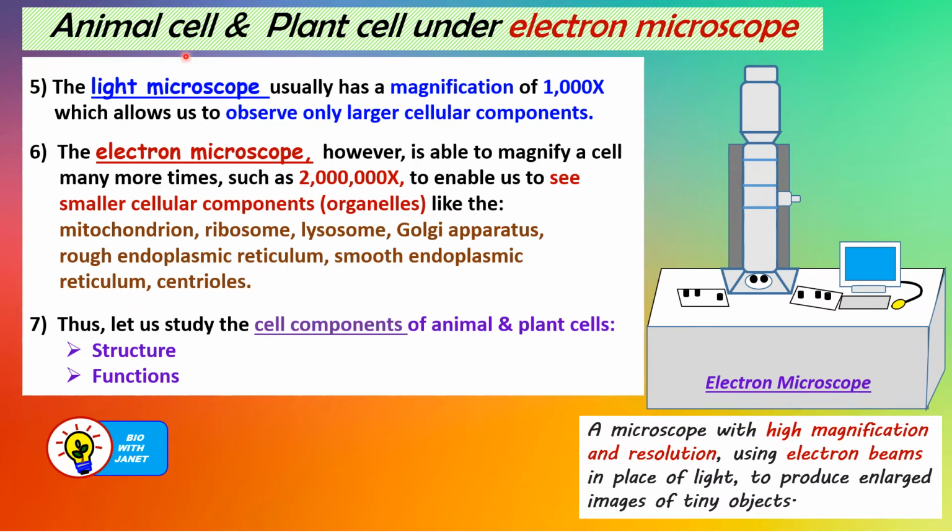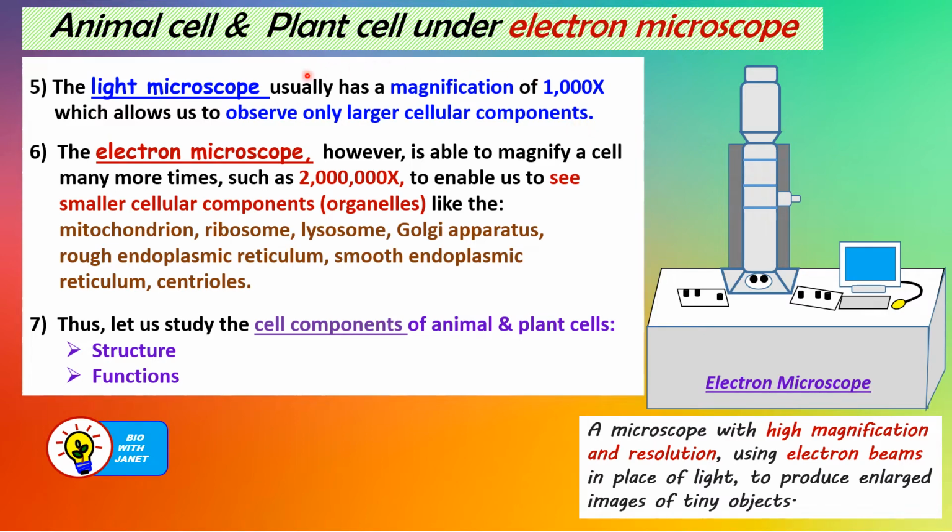So we have already discussed the structures of animal cells and plant cells as seen under the light microscope, right? The light microscope usually has a magnification of 1000 times, which is quite low, all right? And this allows us to observe only the larger cellular components like plasma membrane, nucleus, vacuole, chloroplast, right?